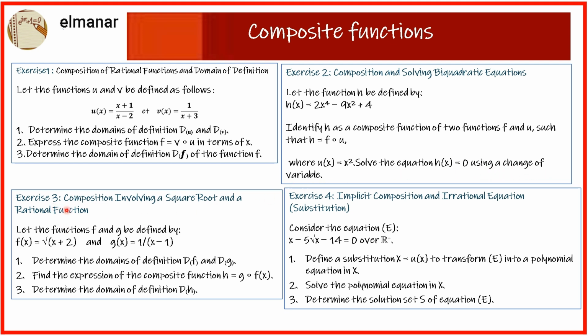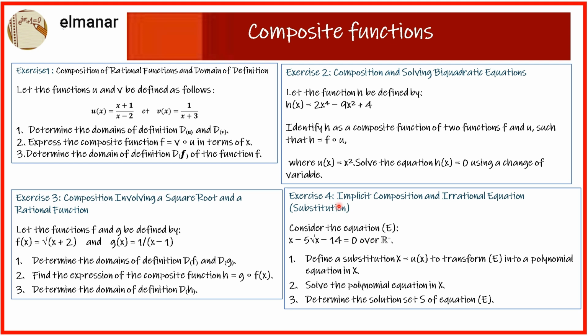Exercise 3. Composition involving a square root and a rational function. Let the functions f and g be defined as follows. F of x is equal to the square root of x plus 2. G of x is equal to the quotient of 1 by x minus 1. The task is to determine the domain of definition of f and the domain of definition of g. Determine the expression of h equal to g composed with f of x. Determine the domain of definition of h.